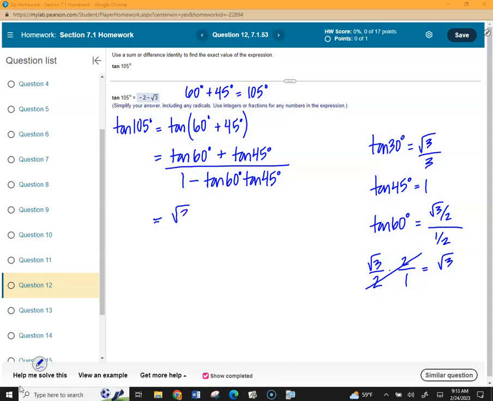Tan 60, tan 45. Mine's going to end up being easier. I don't have a fraction. I'll work yours in a second. Tan 60, root 3, tan 45. So for me, mine looks like this. All right, Trent, you're saying if I type that in, it'll take it? Perfect. So, all right, let's work yours then.